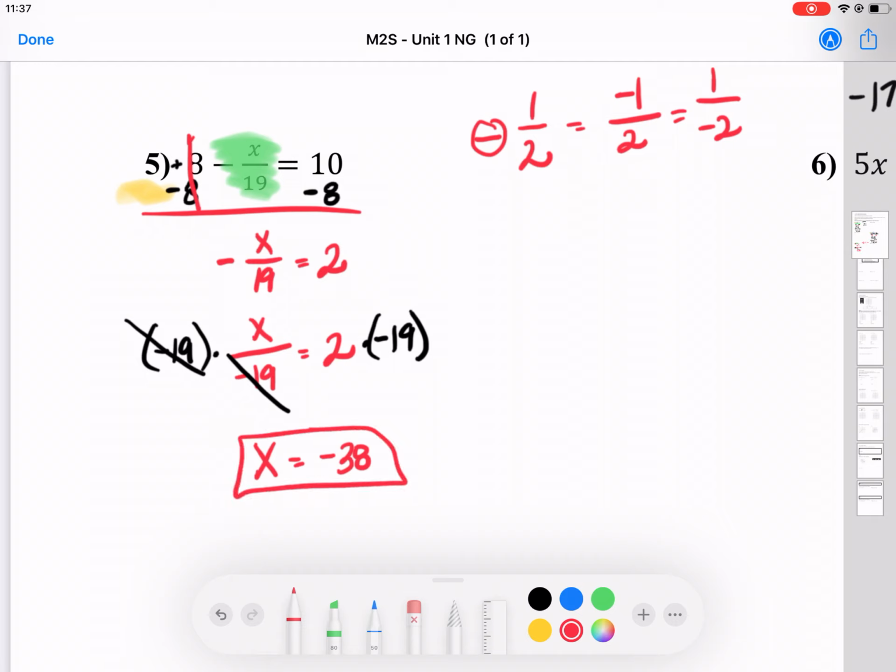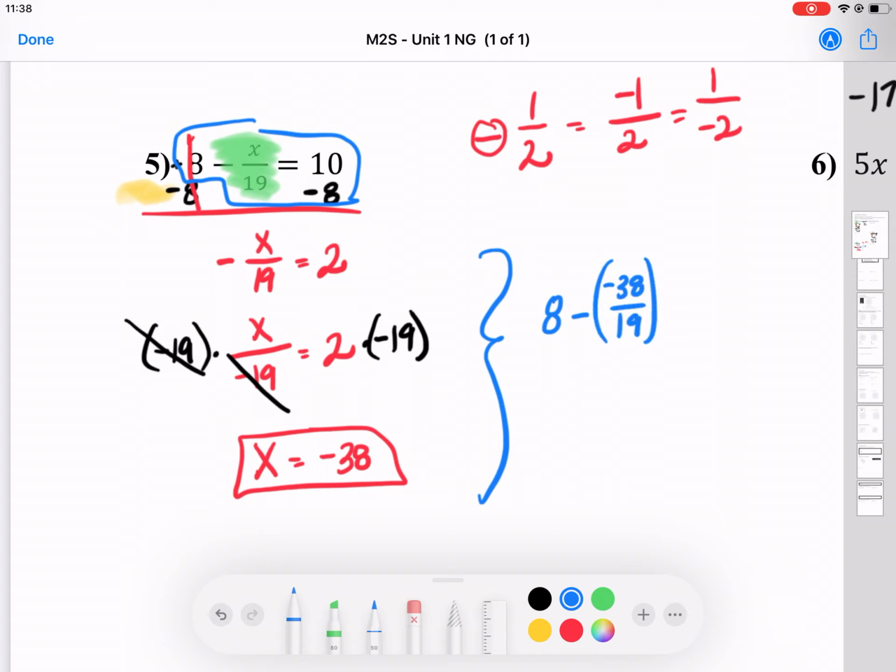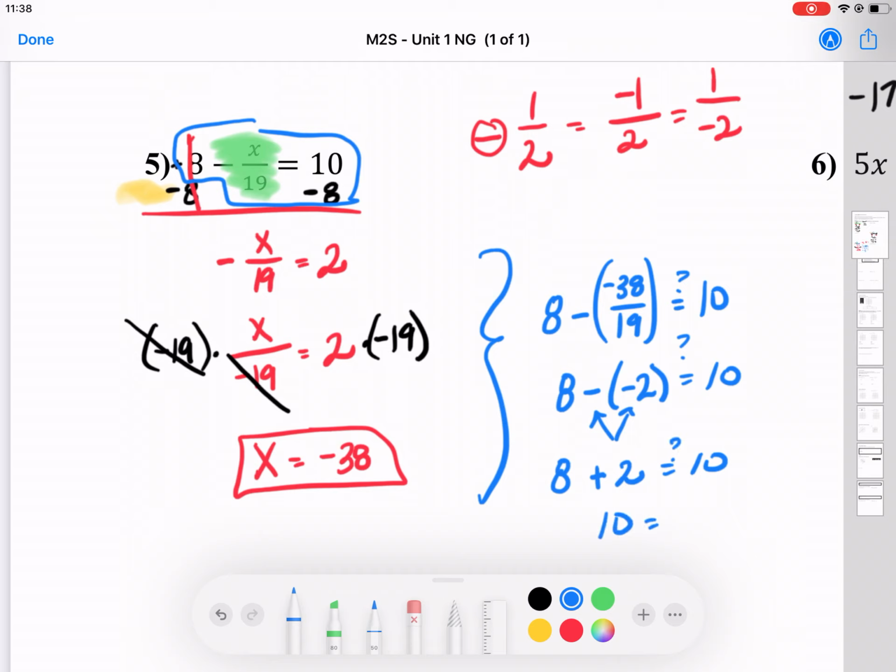Now let's just practice our checking. So if we're checking our answer, you'd go back to the original problem, so that's this right here, and you do 8 minus negative 38 over 19. I'm going to put that in parentheses, equals 10. And negative 38 divided by 19 is a negative 2. That's why I like to put it in parentheses, because you'll notice we have these two negatives. So when you're subtracting a negative, remember that becomes a positive. So you have 8 plus 2 equals 10. We're double checking to see if this is true. And it is. 10 is equal to 10.